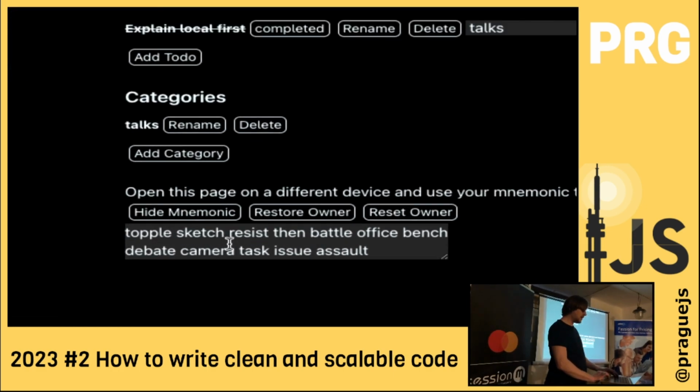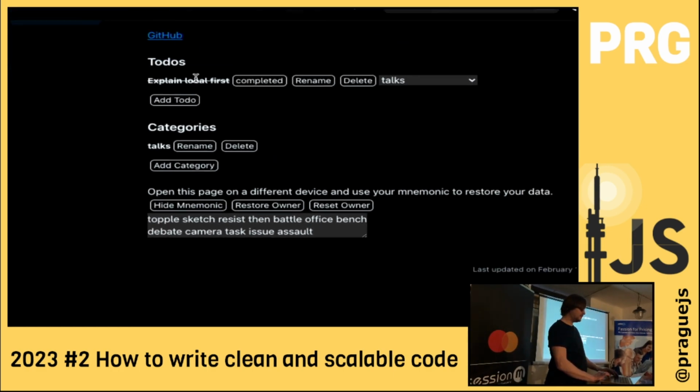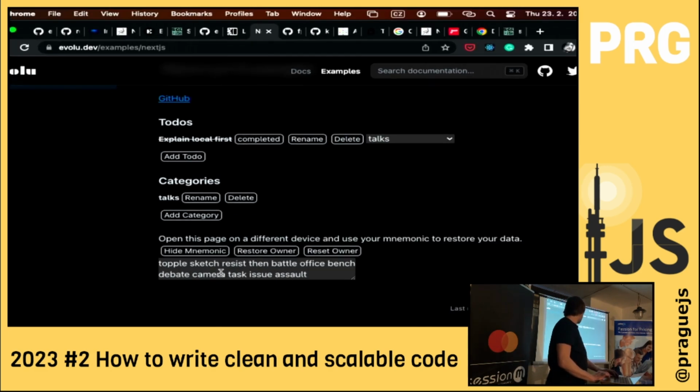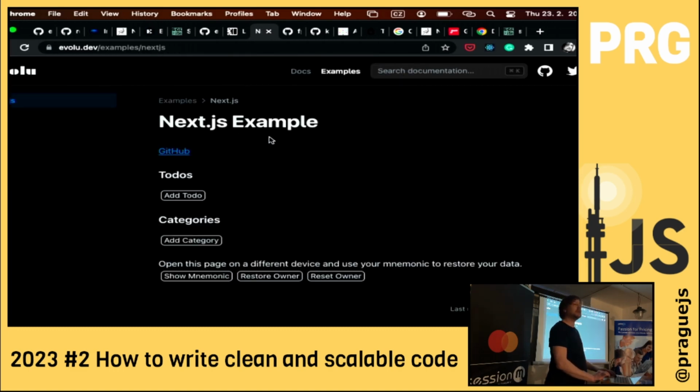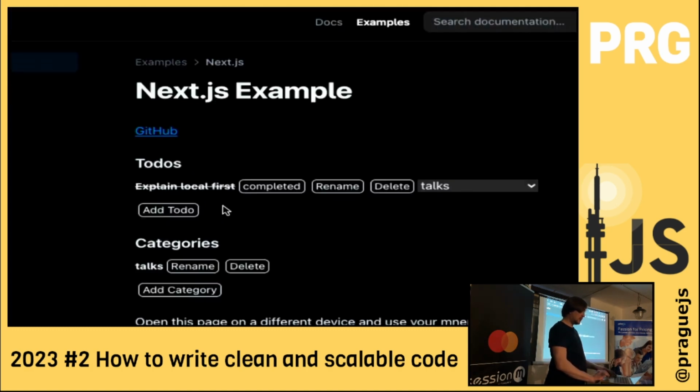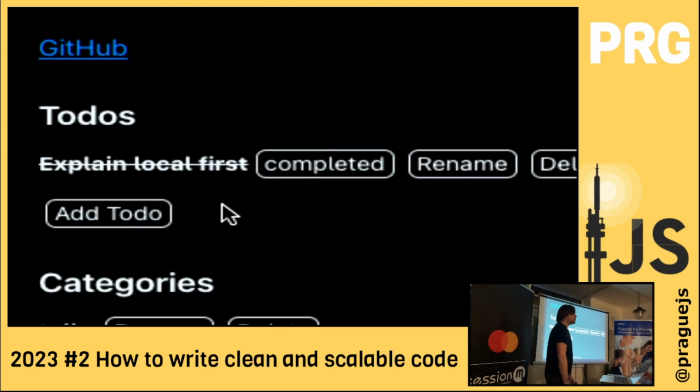I'll show you something. I have some data here already. I have my mnemonic. I can reset the owner, and now all data are deleted from the device. But I can restore them immediately. Do you see? Okay. Because those data are of course encrypted, so me as a provider, I don't see anything.